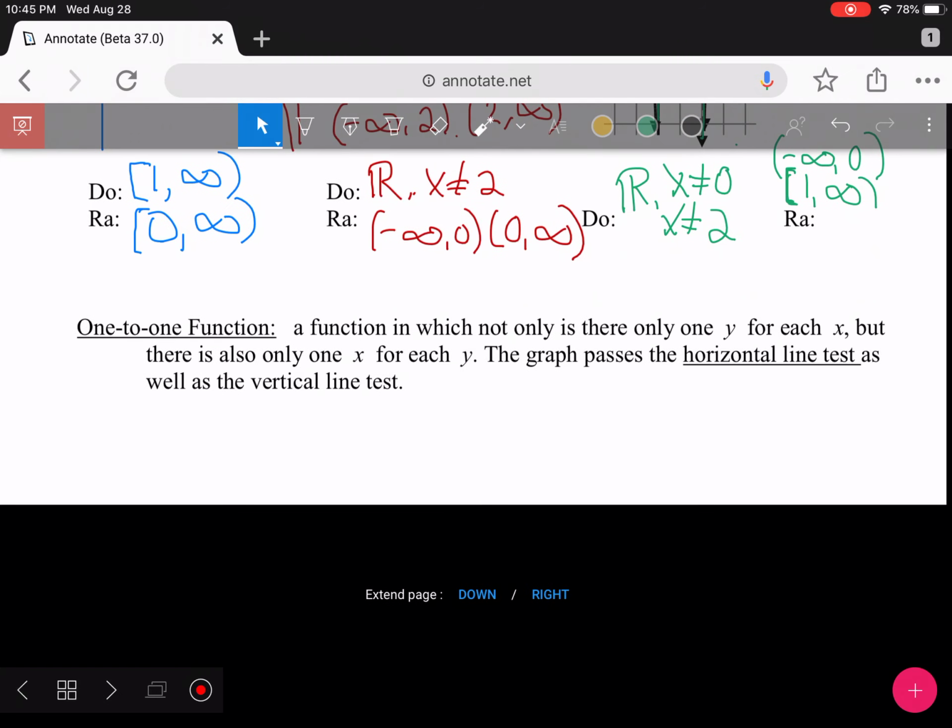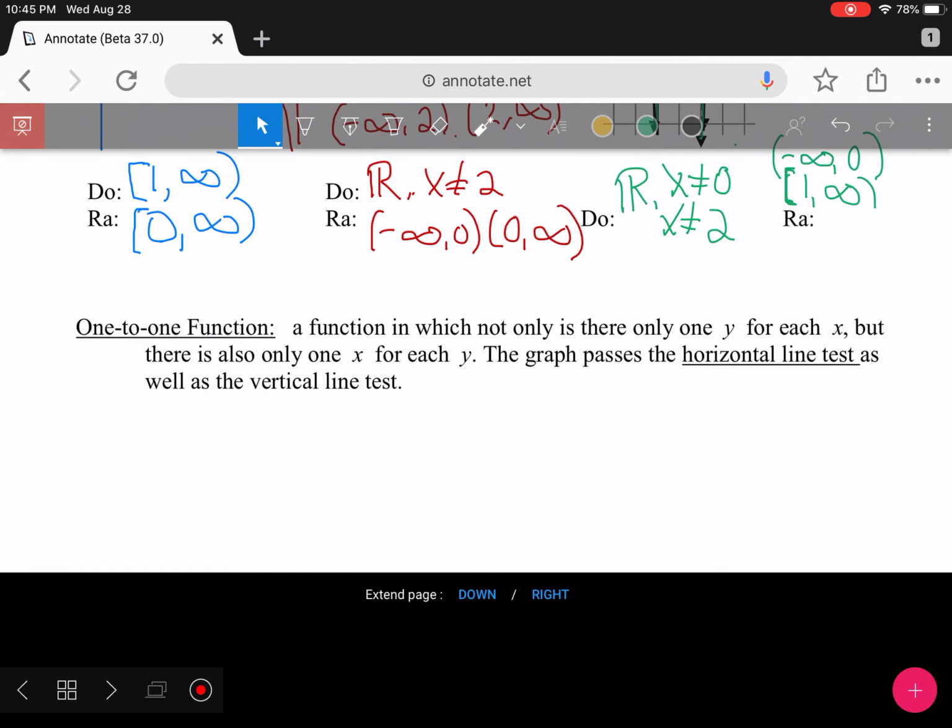All right, so let's talk about one-to-one functions and what they are. Basically a one-to-one function is one that passes the vertical line test and the horizontal line test. In other words, for every x there's only one y, and for every y there's only one x. So none of the x's or y's are repeated at all. Think about a parabola. That would not be a one-to-one function because there are some y values that have two different x's. x equals 2 and x equals negative 2 have the same y value, the same output.